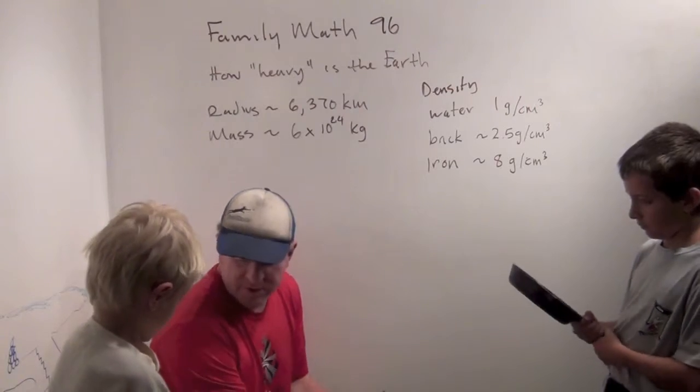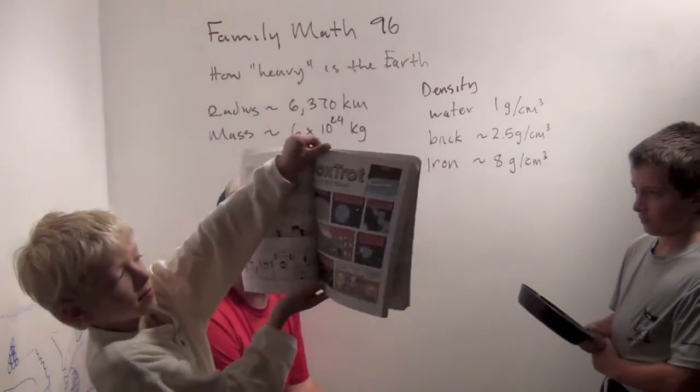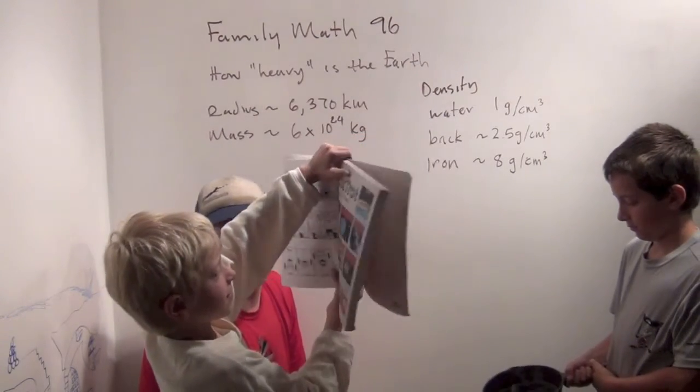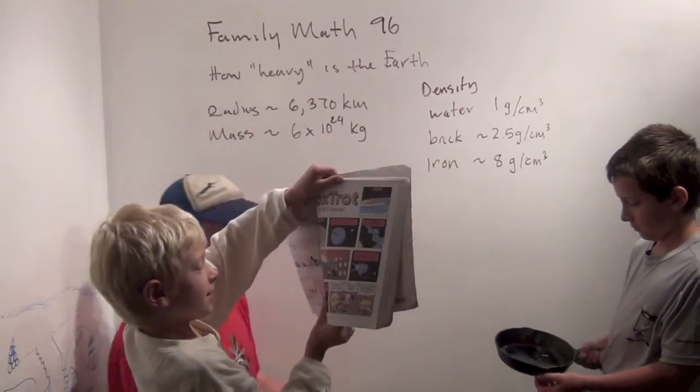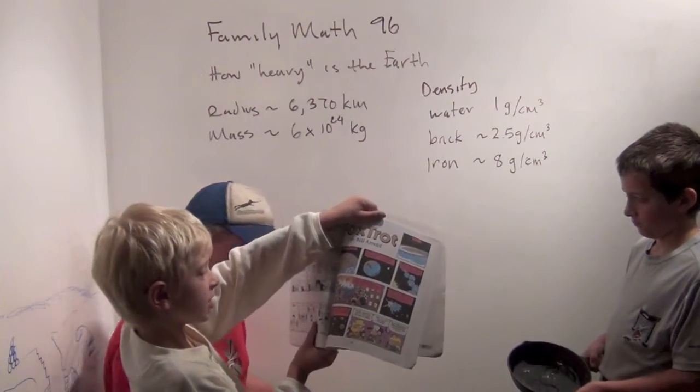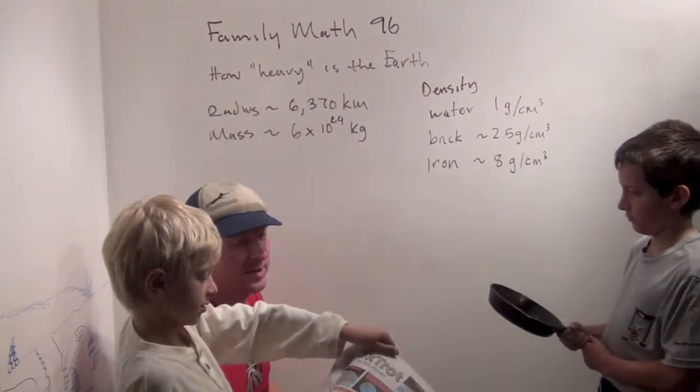But this morning you were reading in Foxtrot, and they had a funny joke about how heavy the Earth was. What did they say? How heavy was the Earth? It said it was 6,588 quintillion tons. Whoa, 6,588 quintillion tons.